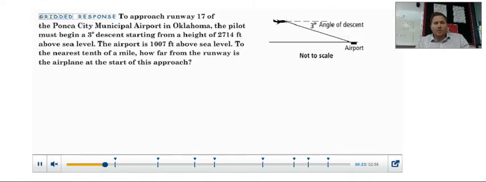Alright, my last problem right here is, so we approach runway 17 at this airport in Oklahoma, the pilot must begin a 3-degree descent.